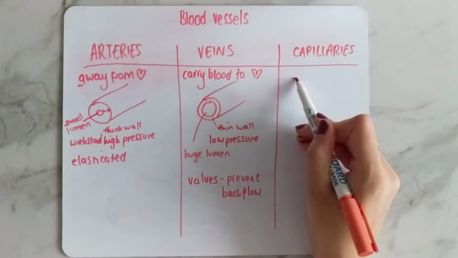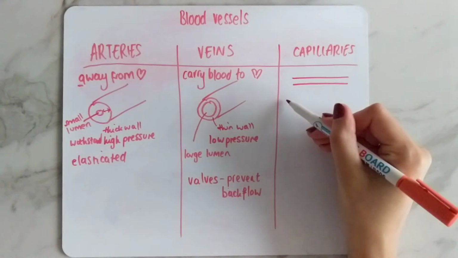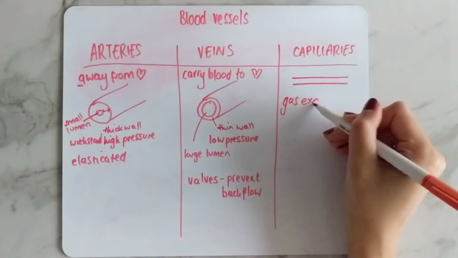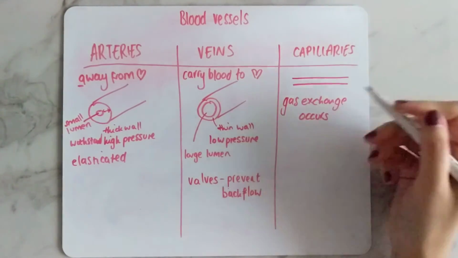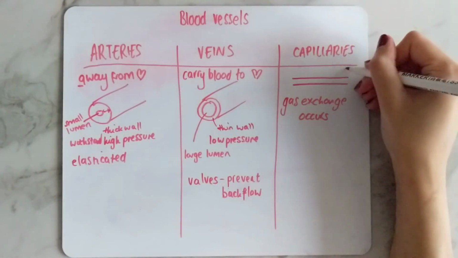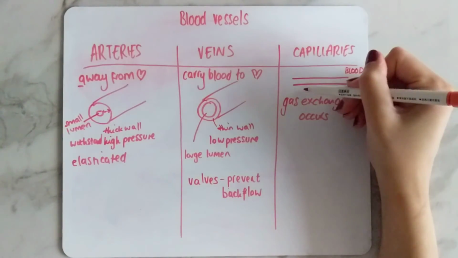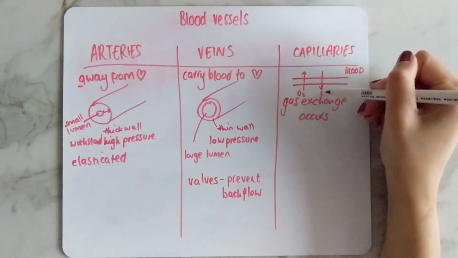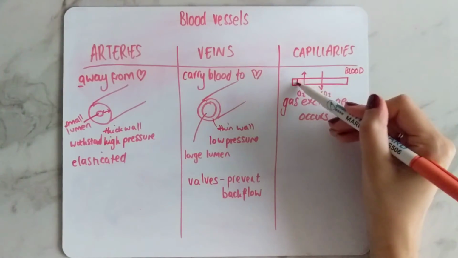Capillaries then, so capillaries are just where gas exchange happens. Gas exchange occurs in and out of the blood. So let's say if that side's my blood, I could have oxygen diffusing in and carbon dioxide diffusing out. So this would be happening at the lungs. So this is the capillaries then.